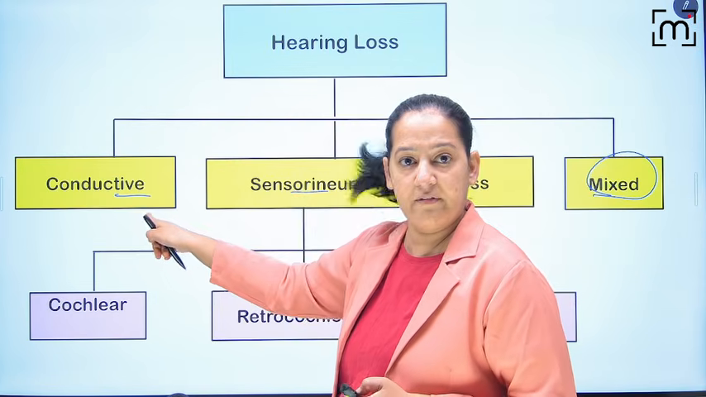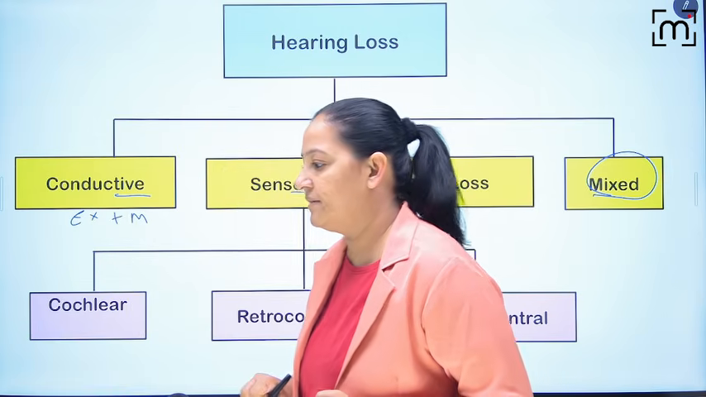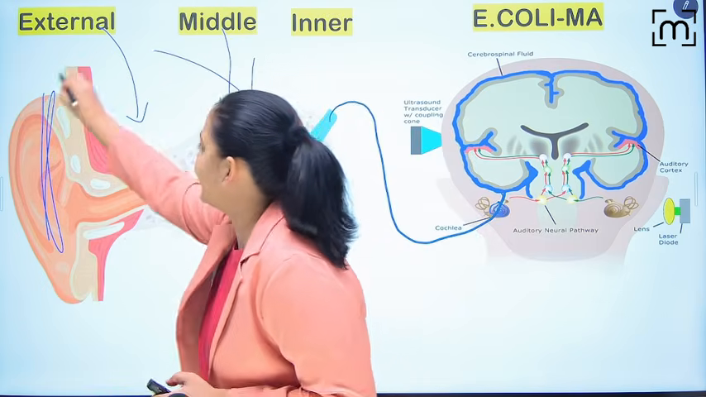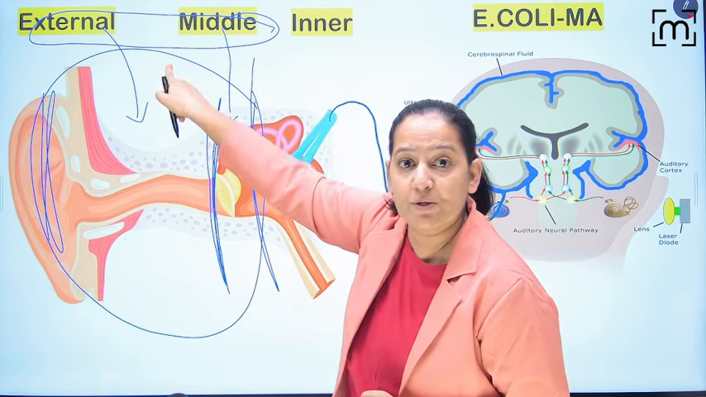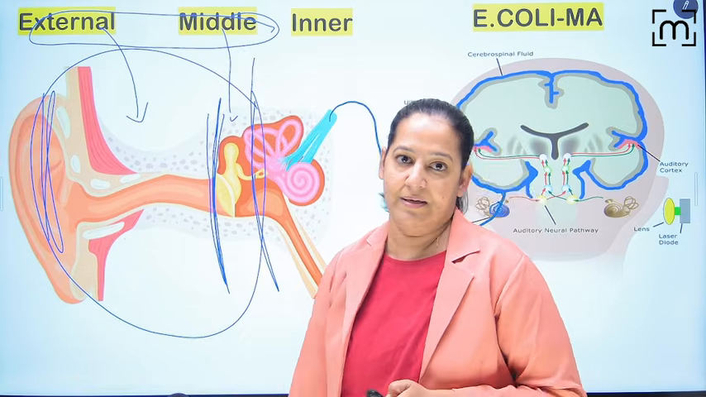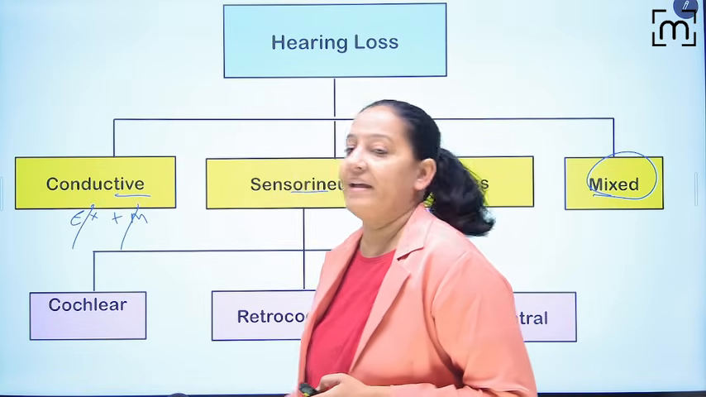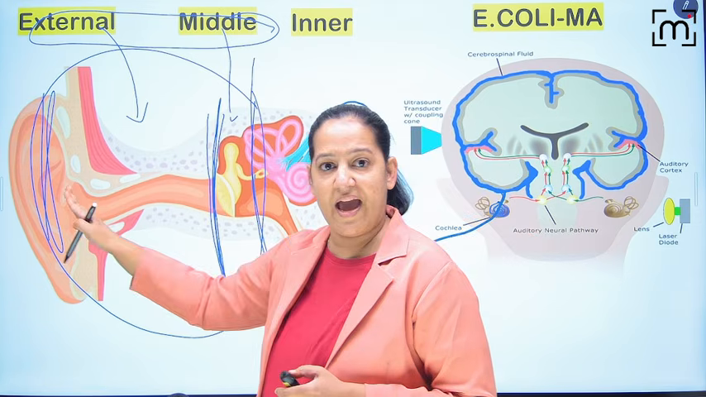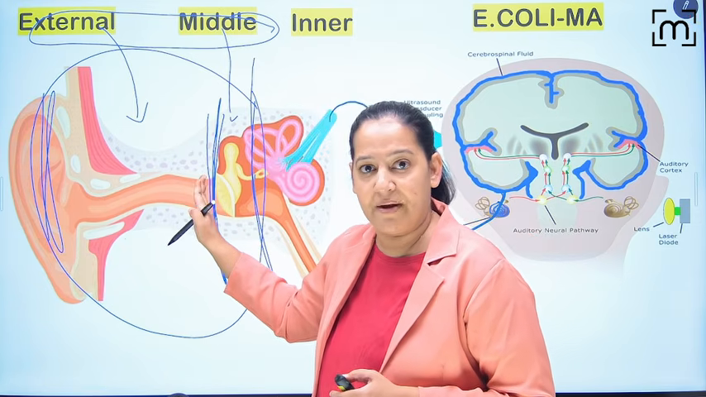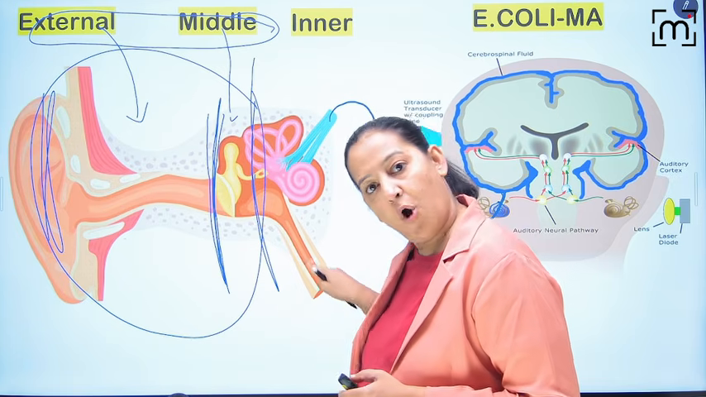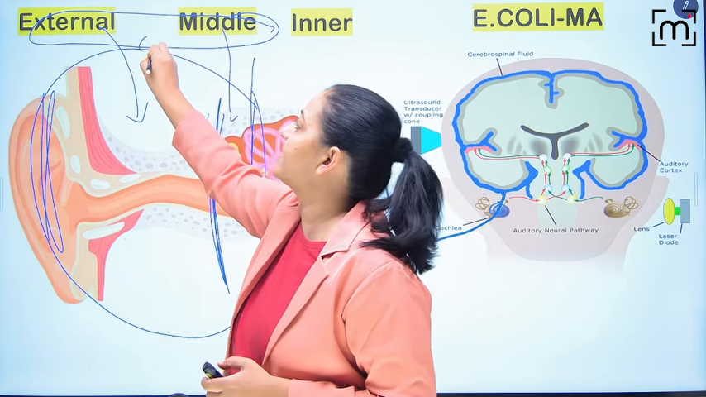So where is conductive? Conductive means there is obstruction in the external plus middle ear. External and middle ear obstruction is known as conductive hearing loss. Please mark it. Conductive hearing loss means obstruction in the external and middle ear. So any obstruction in the pinna, EAC, tympanic membrane, ossicles, or eustachian tube leads to conductive hearing deafness.